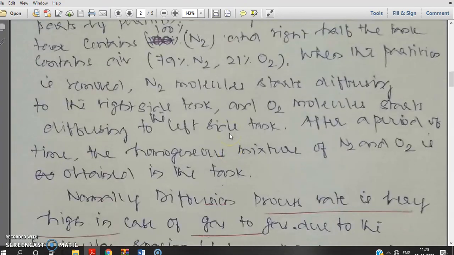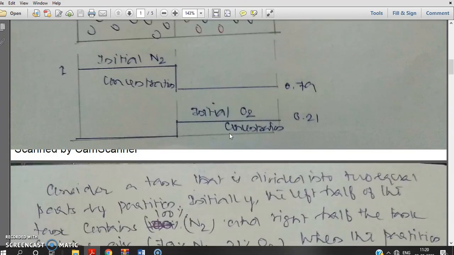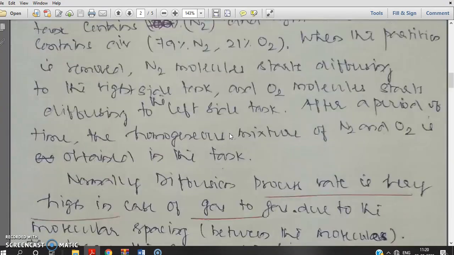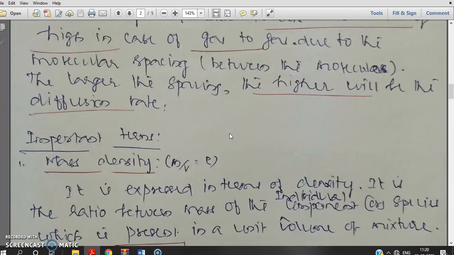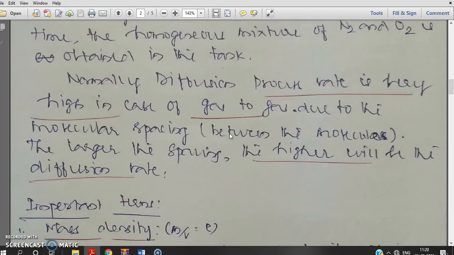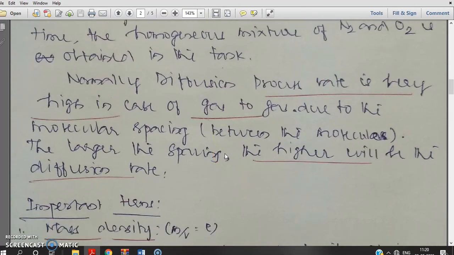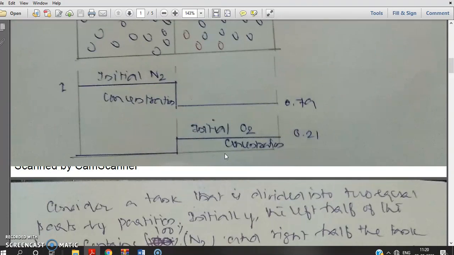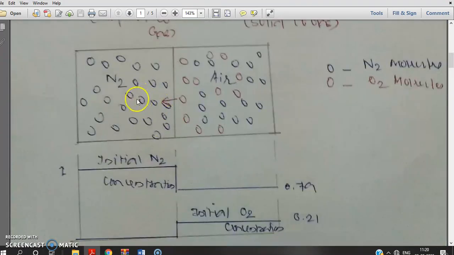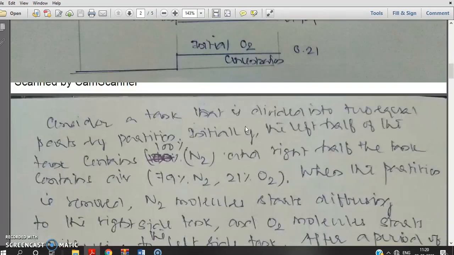Normally there are different kinds of diffusion process: solid to solid, solid to liquid, liquid to gas, and gas to gas. In the above examples, the diffusion rate is very high in the case of gas to gas, because the molecular spacing between the molecules is very high, so the diffusion rate is very high in the gas to gas process.